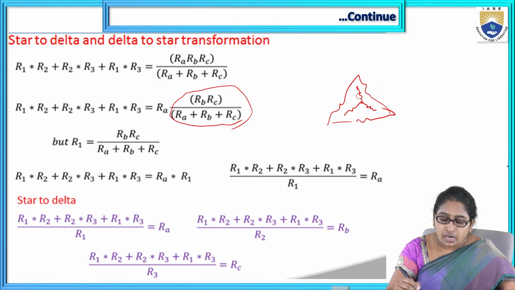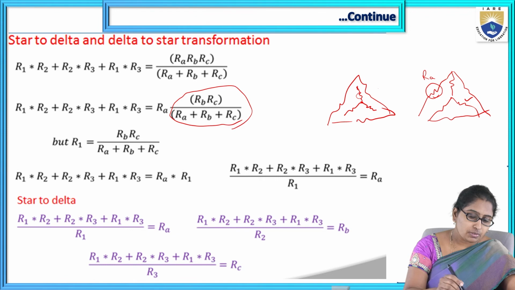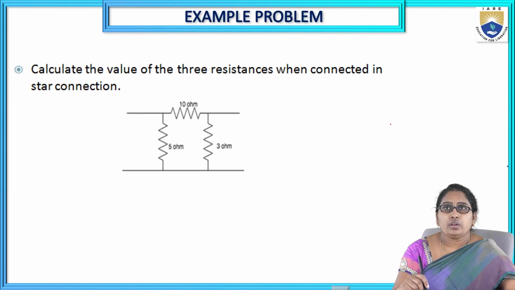And similarly, if a star network is given, how to get its equivalent delta. Let us say this is RA. It is given by the sum of the product of each two elements combination divided by its opposite element. If we remember it like that, it will be easier to write the derivation also. Next, a small example based on this.